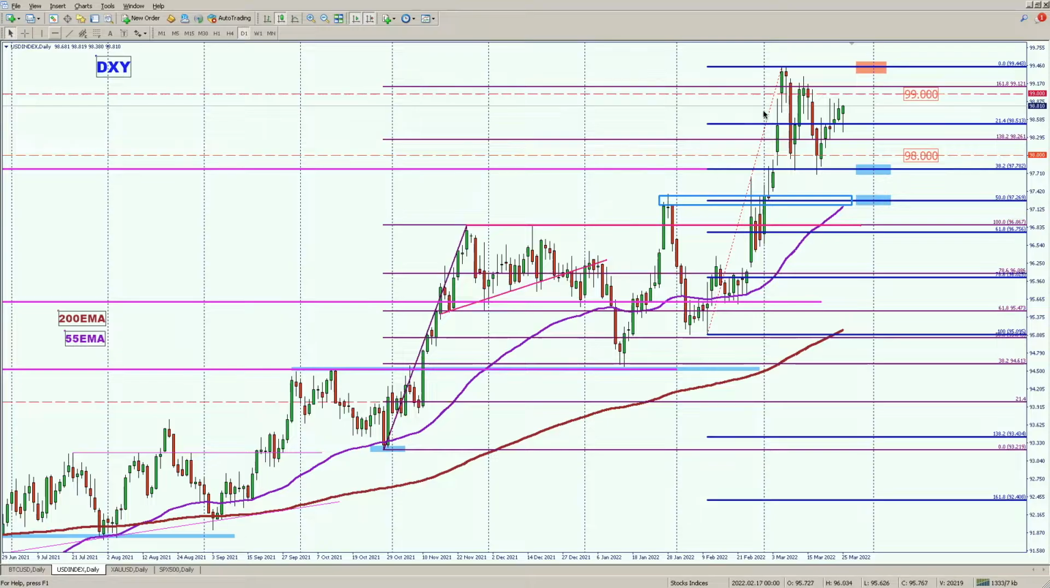Okay, and this retracement fib is still valid. That's the swing high, and pullback into the 38 fib. So resistance is still there at 99.44.